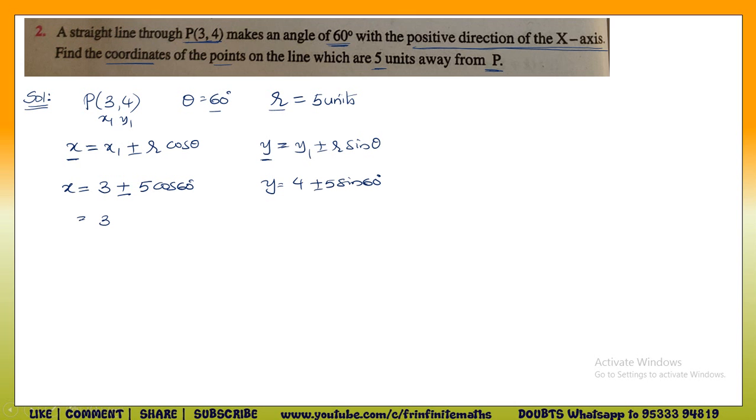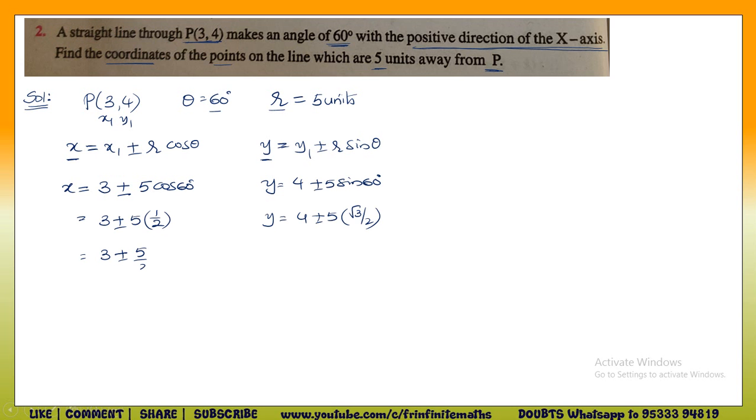Now simplifying this, 3 plus or minus 5 into cos 60 value, which is 1 by 2. Here y is equal to 4 plus or minus 5 into sin 60 value, which is root 3 by 2. On simplifying this, what am I going to get?